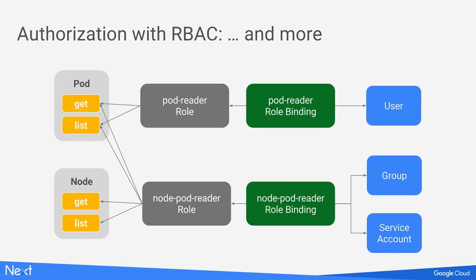RBAC supports a lot more complexity. Even in this case, what if I have nodes as well? Maybe I want to have, in the bottom gray box over there, a node pod reader role. And that might allow anyone with that role to be able to both list pods as well as get and list on nodes. And the bindings in this case also can be extended. They don't just have to be plain users. When your users are authenticated, they may come with a set of groups associated with them. So if you're authenticated as Mohr at google.com, and maybe I'm in a group, cluster admins, then the cluster admin group could be given the node pod reader role.